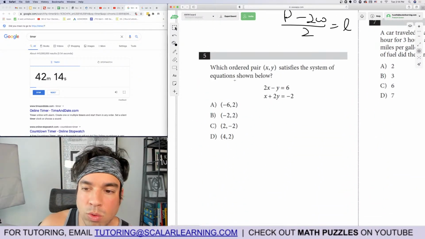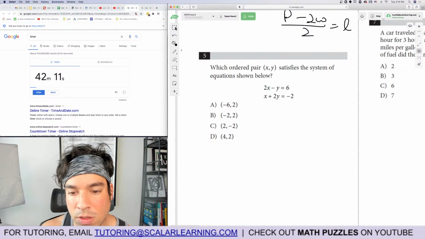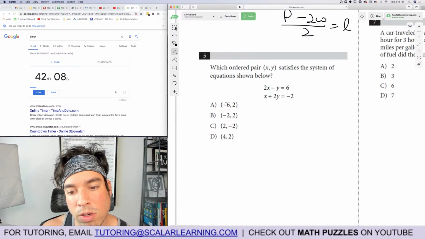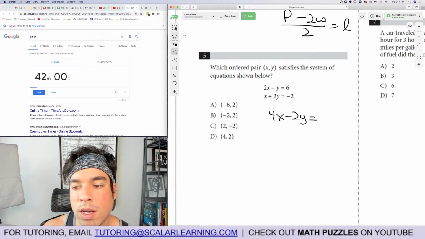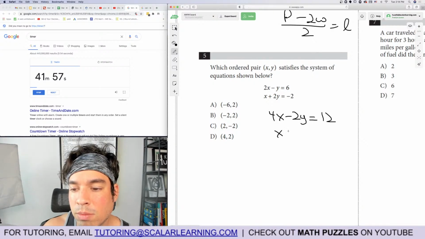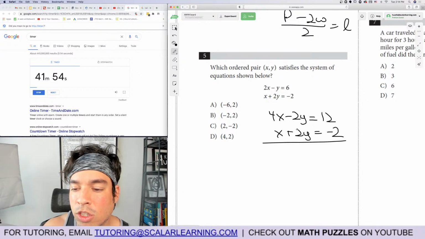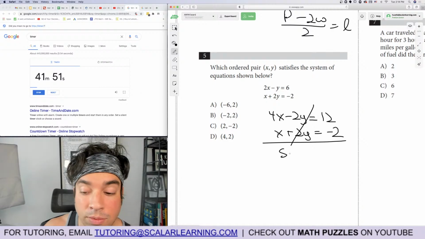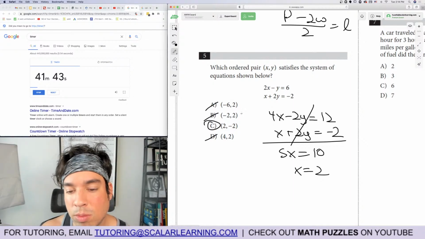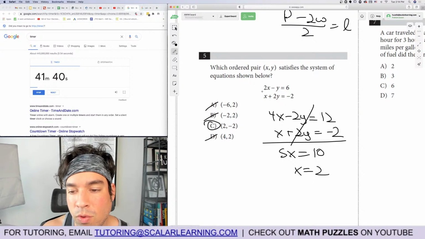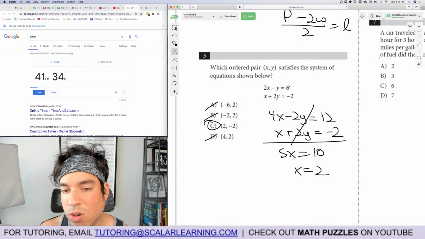Next, number 5. Which ordered pair satisfies the system of equations below? Now, we could plug and chug here, and you're more than welcome to do that if you want. I'm going to do it the old-fashioned way, multiply top by 2, and I get 4x minus 2y equals 12. Almost messed up there. x plus 2y equals negative 2, and use the elimination method. These guys cancel. 4x plus x equals 5x. 12 plus negative 2 is 10. Divided by 5, x equals 2. Winner. And we can double check. So x is 2 and then y is supposed to be negative 2. So 4 minus negative 2 is 6. 2 plus 2 times negative 2 is negative 4. 2 plus negative 4 is negative 2. Boom, done.